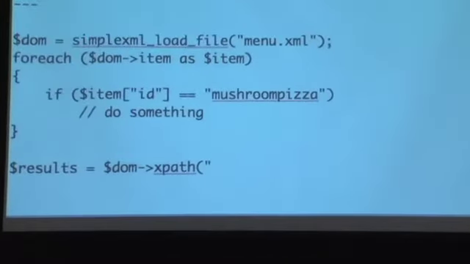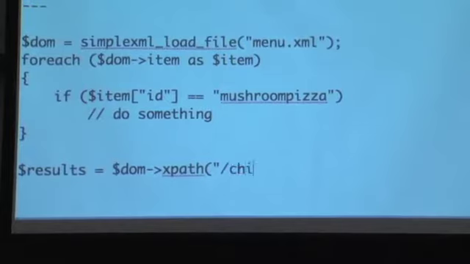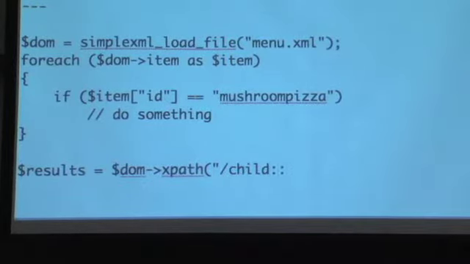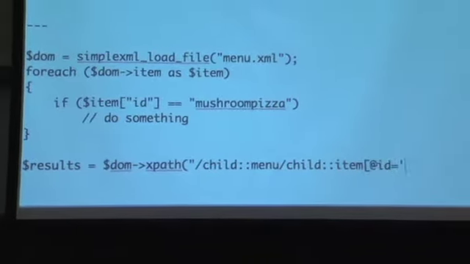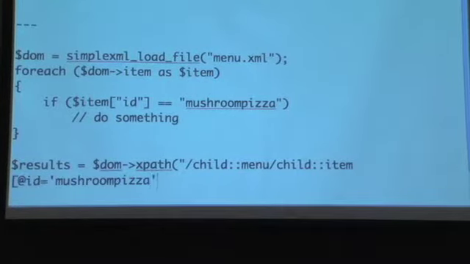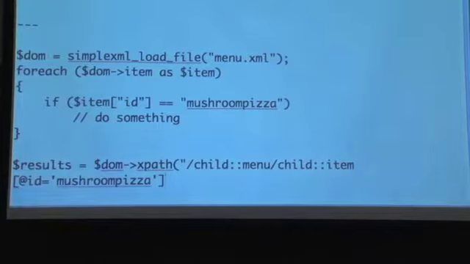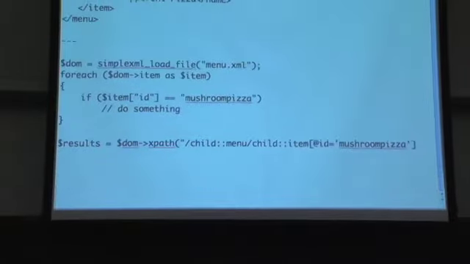And I'm going to simplify. So if you're scribbling this down, you don't necessarily want to write down this first version. Child:: menu slash child:: item predicate, so square brackets, ID equals, single quote, mushroom pizza, close quote. So it's wrapping onto two lines, but shrink it down a little bit. And let me move it to the top.